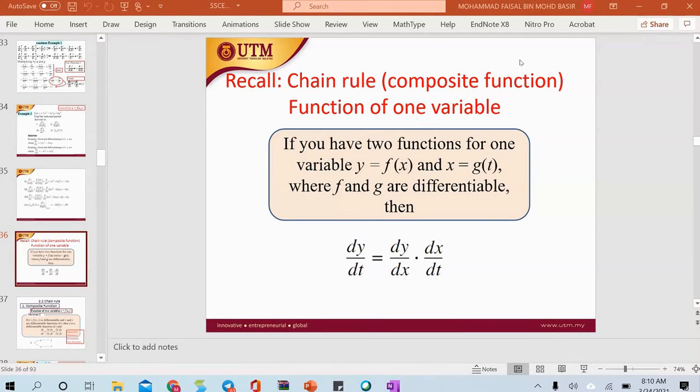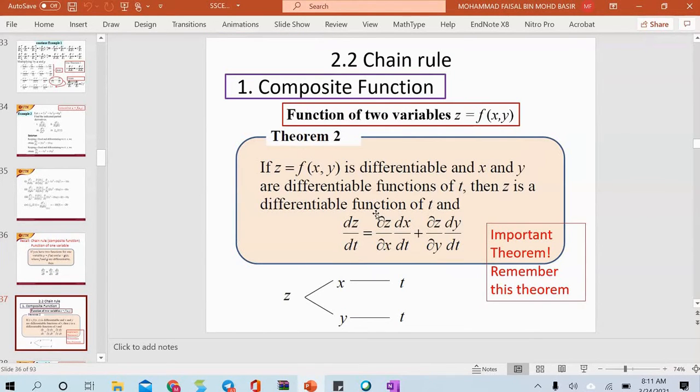So last time we have learned about the chain rule for the ordinary differential equation, single independent variable. So if you have y equals f(x) and x is equal to g(t), we call them composite function. For this function, if you want to differentiate dy/dt, you can write like this: dy/dt equals dy/dx times dx/dt. The same here for two or more independent variables, we can use this.